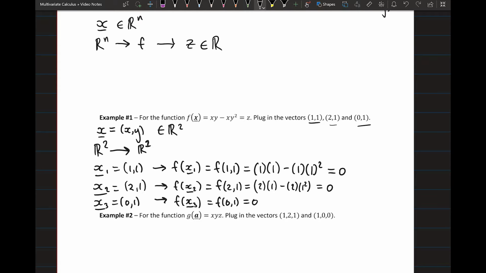So it looks like we have a relation here. These points all go to 0. The height of the function at these points is 0.